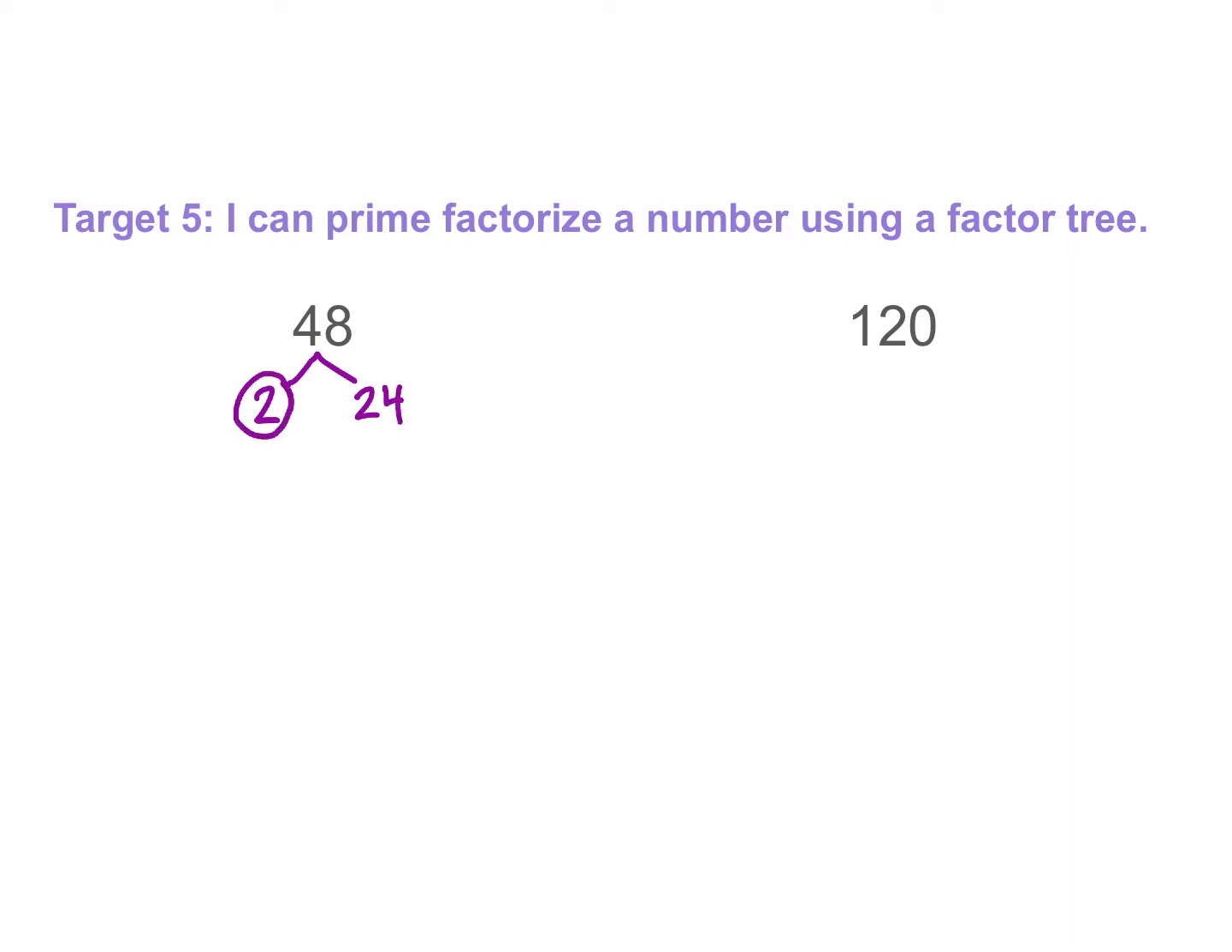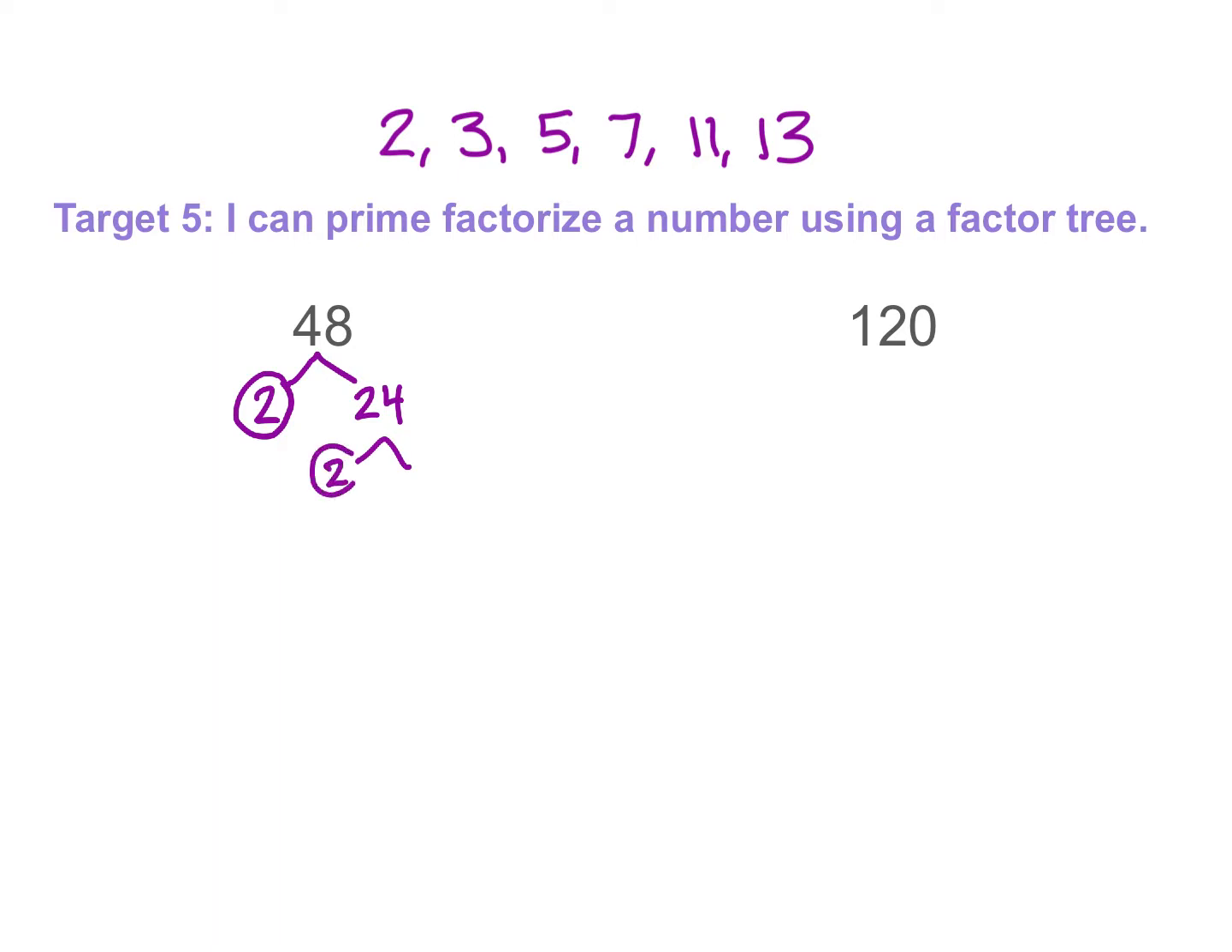Remember, those prime numbers I want you to have memorized are the first ones: 2, 3, 5, 7, 11, and 13. I'd like you to just have those memorized, that they're all prime numbers. So we know 24 is not a prime number because it's an even number. So let's keep going. We can split that up many different ways, but let's go ahead and use 2 again.